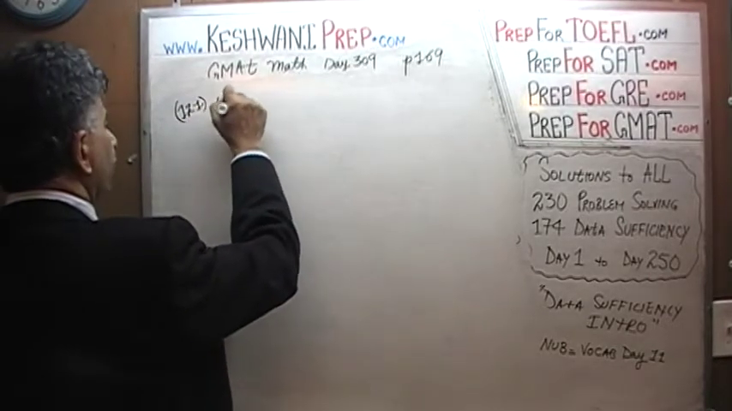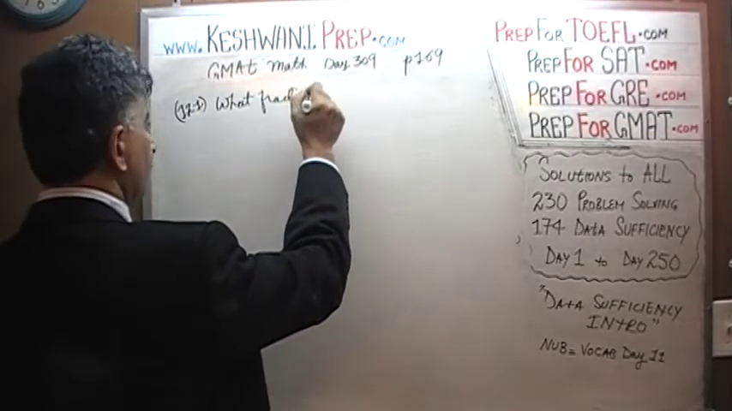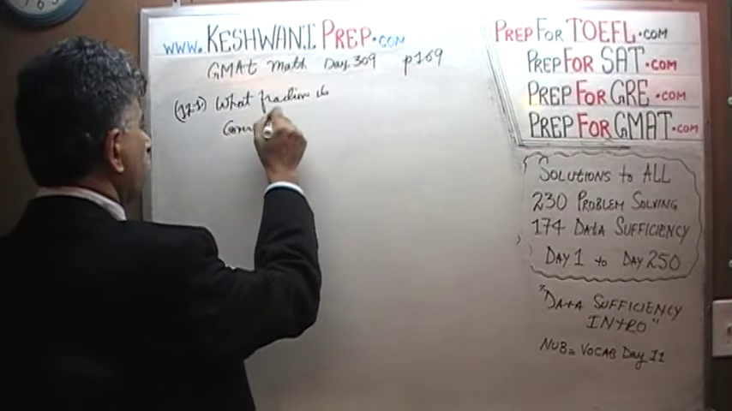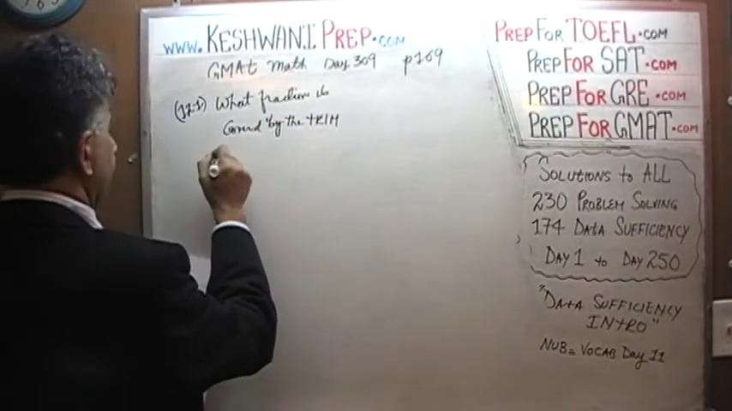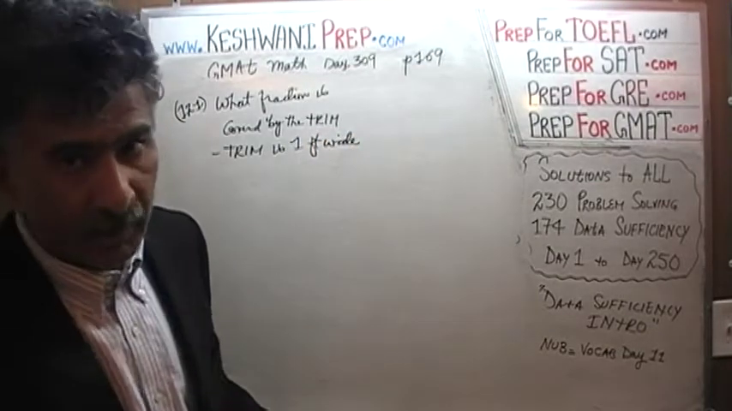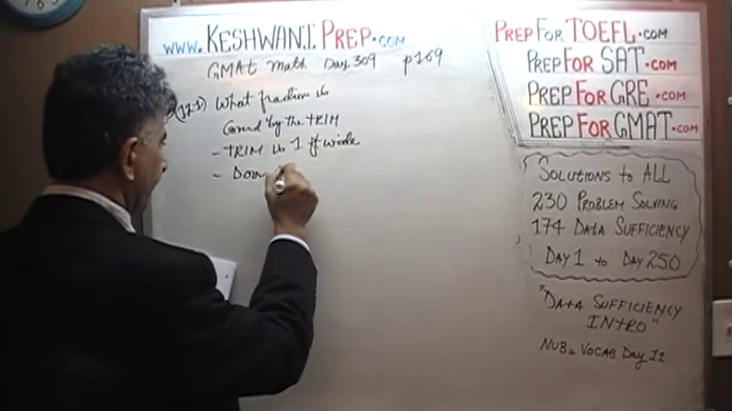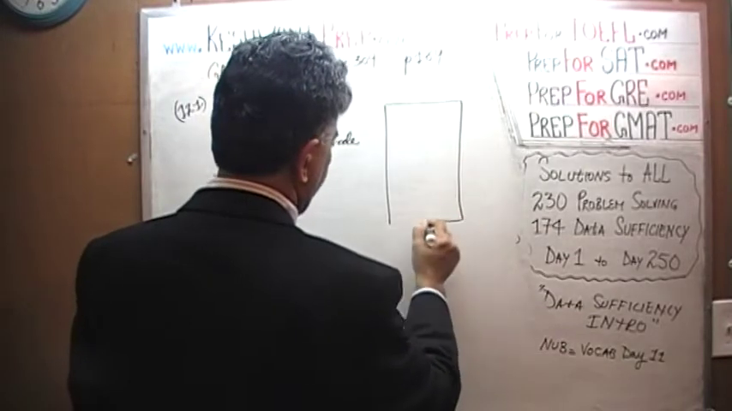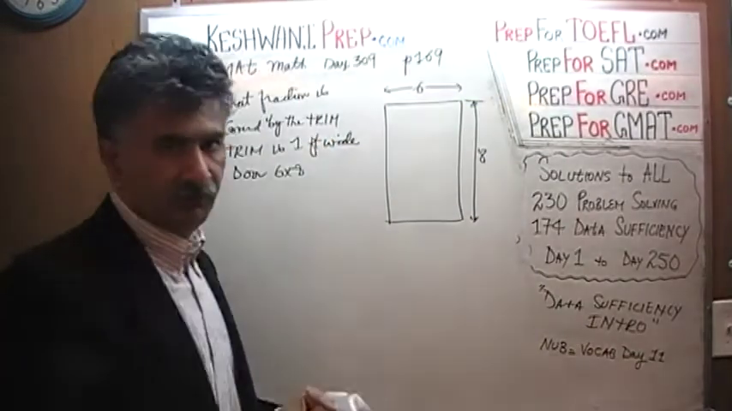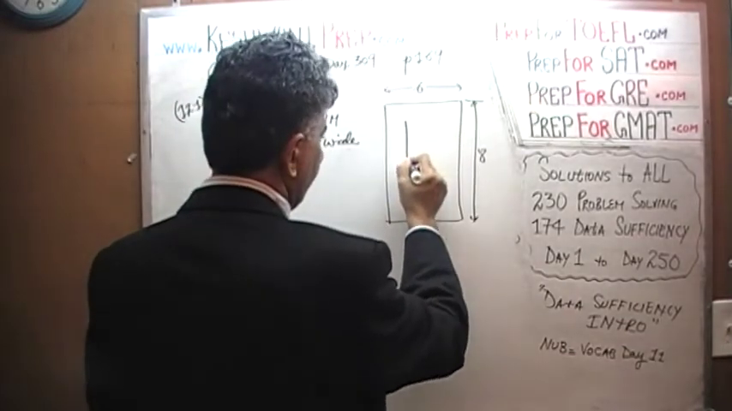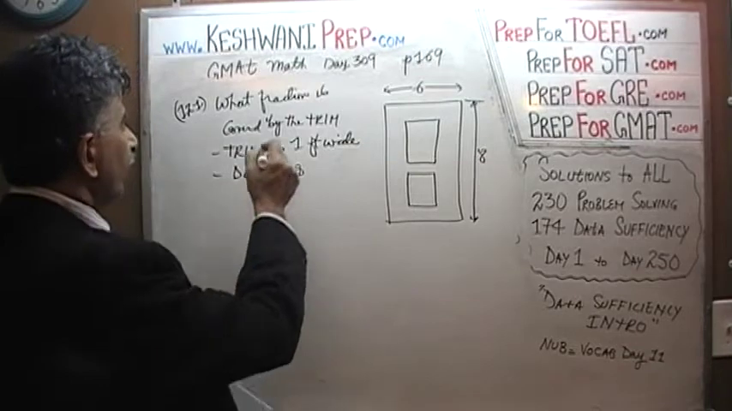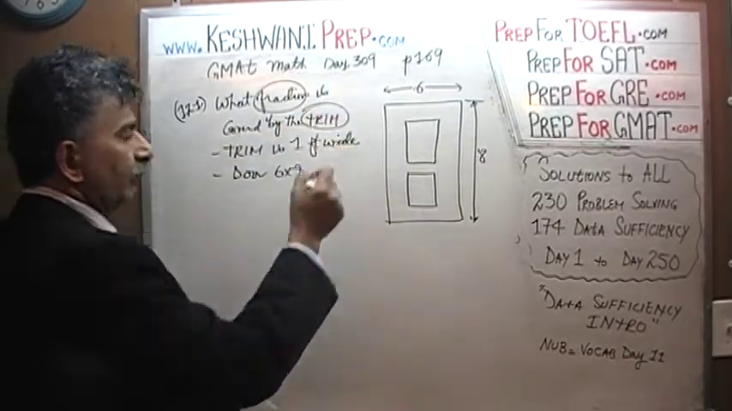121, the question is, what fraction is covered by the trim? And the trim, we are told, is 1 foot wide all the way around, and we are told that the door that we have is 6 by 8. It looks something like this. Here's our 6 by 8 door. This is 6 from here to here, and it is 8 foot long door, and then we have a trim around it. There are a couple of sections. Something like that. And the question is, what fraction of the door is covered by trim?